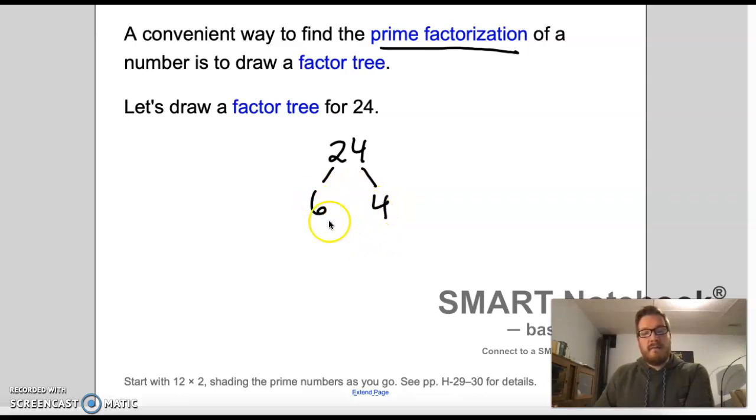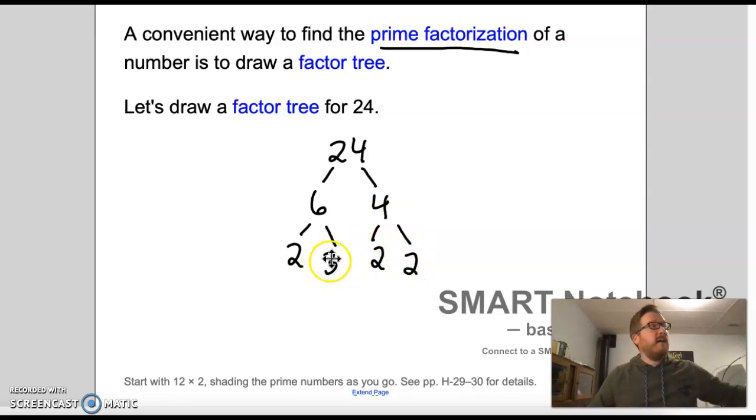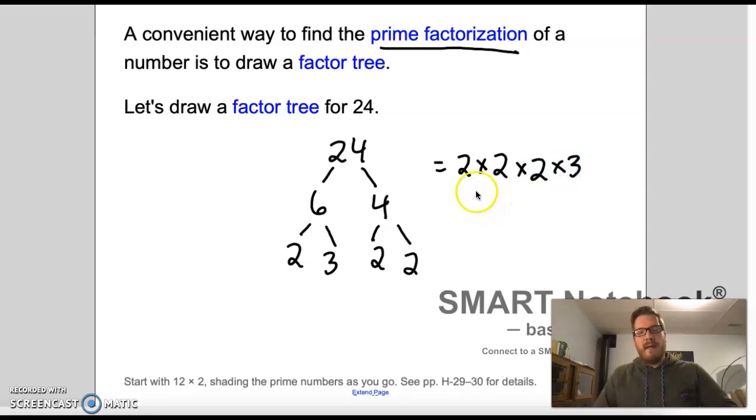Now, I also know that 6 and 4 are both composite numbers, so I need to come up with the prime factors of both of those numbers. And so what I have here is the prime factorization of 24. Now, I said in the last slide that I like to write it from lowest to highest, so that would be 2 times 2 times 2 times 3, and that would be my prime factorization of 24.